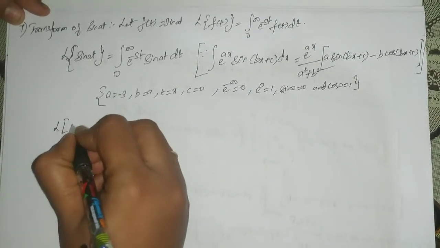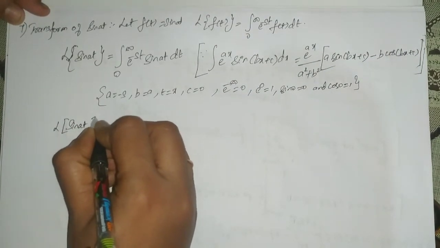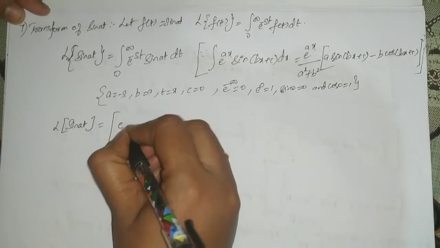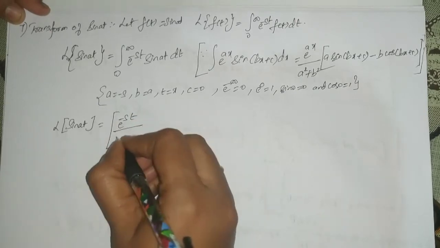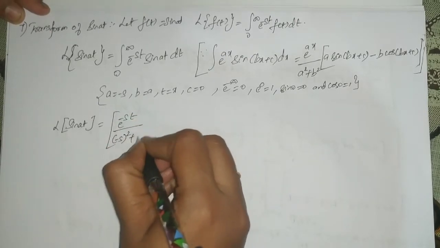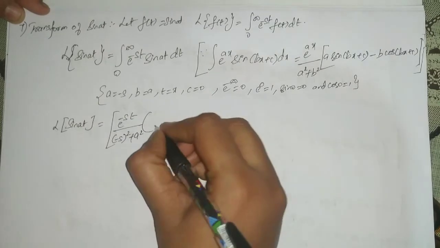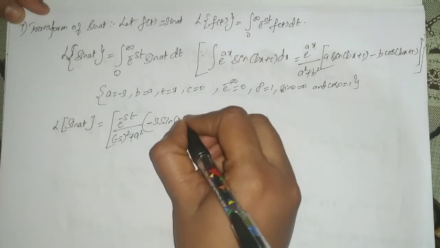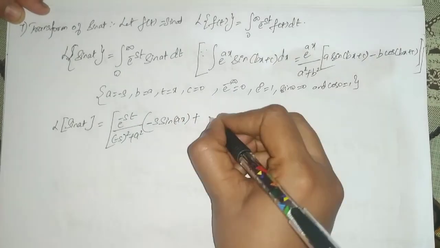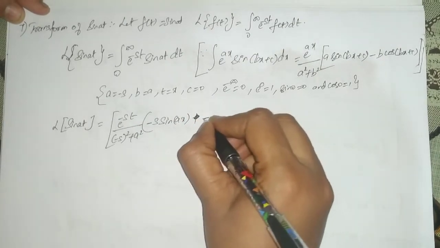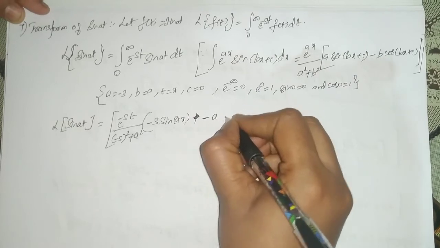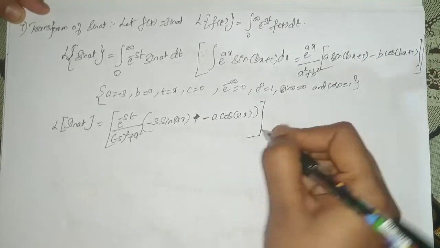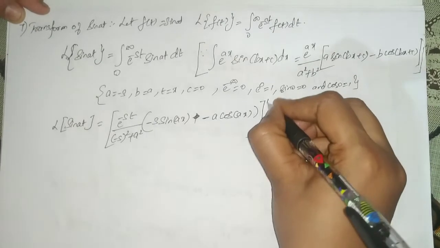So I'm just substituting here. Sine at becomes e power minus st by minus s squared plus a squared into minus s sine ax minus a cos ax. Directly take the limit from 0 to infinity.